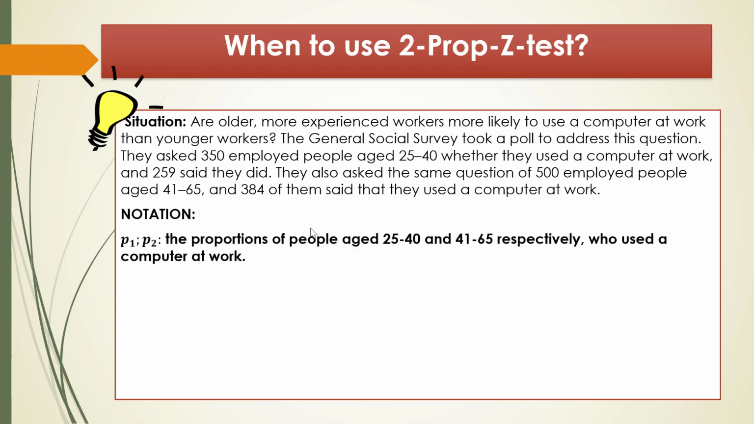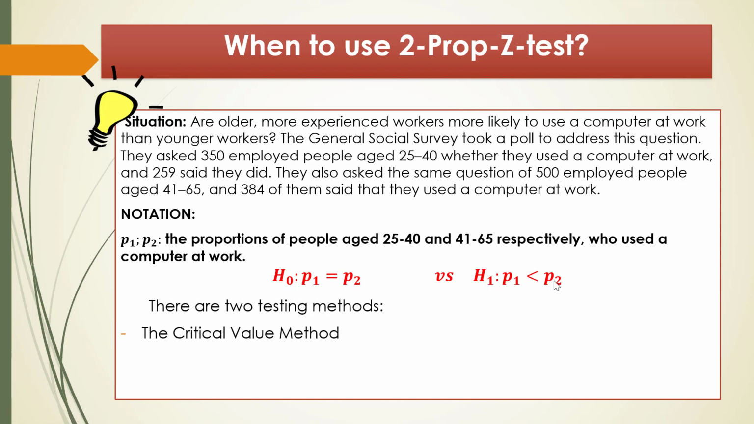Here, say P1 is the proportion of people aged 25 to 40 who use a computer at work, and P2 is the proportion of people aged 41 to 65 who use a computer at work. We have a test. The null hypothesis says that there is no difference between them. That means P1 is equal to P2. And the alternative says P1 is less than P2. That means younger workers use computers at work less compared to older and more experienced workers. And we have two testing methods, the critical value method and the p-value method.